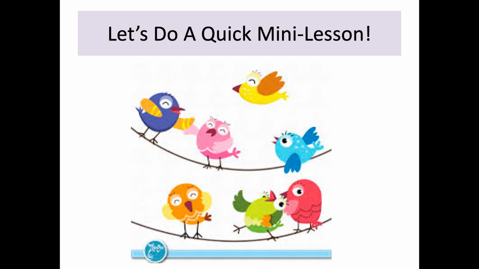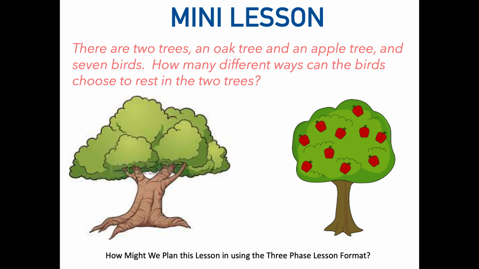So to put some skin on that, let's think about a very quick mini lesson for maybe a first grade class, or even a kindergarten class, just to think about some basic addition skills, part-whole addition. This has a bird analogy. Let's suppose we wanted to build a lesson around this problem: there are 2 trees, an oak tree and an apple tree, and 7 birds. How many different ways can the birds choose to rest in the 2 trees? If I was a teacher, I'd say, hey, this is a neat idea, a good one for the kids to wrestle with, all the ways to make 7, and it has a nice context they could use as well.